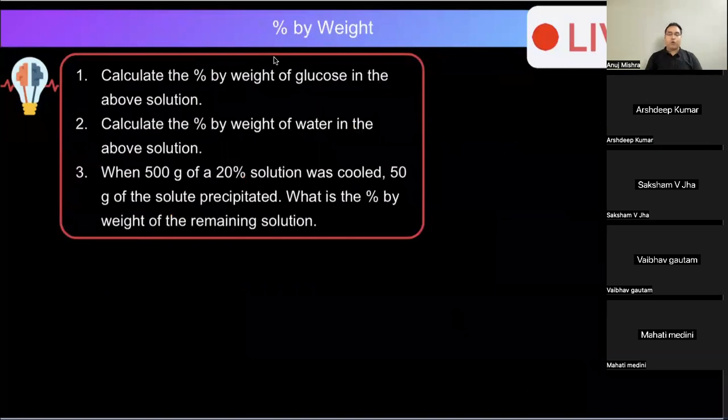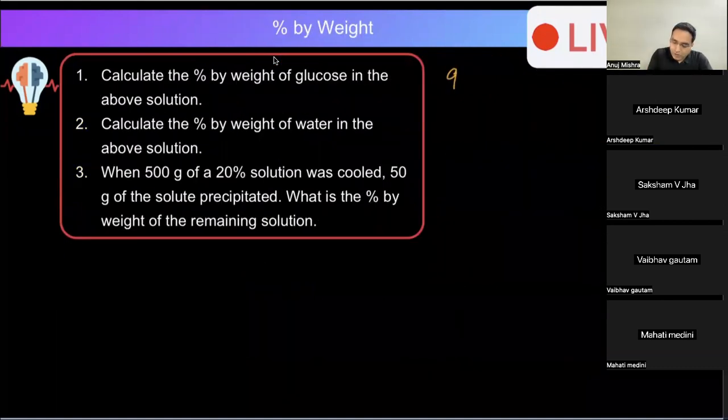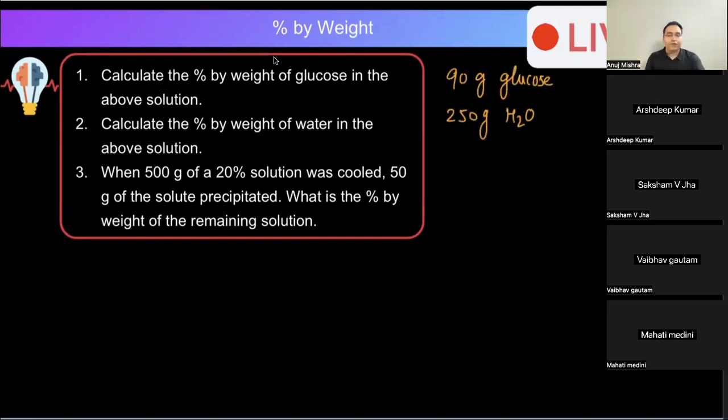Calculate the percent by weight of glucose in the above solution. The same question is continued. So what is the amount of glucose? 90 gram. What is the amount of water? 250 gram. So I can just note it down for reference. Read the first part. Calculate the percent by weight of glucose.